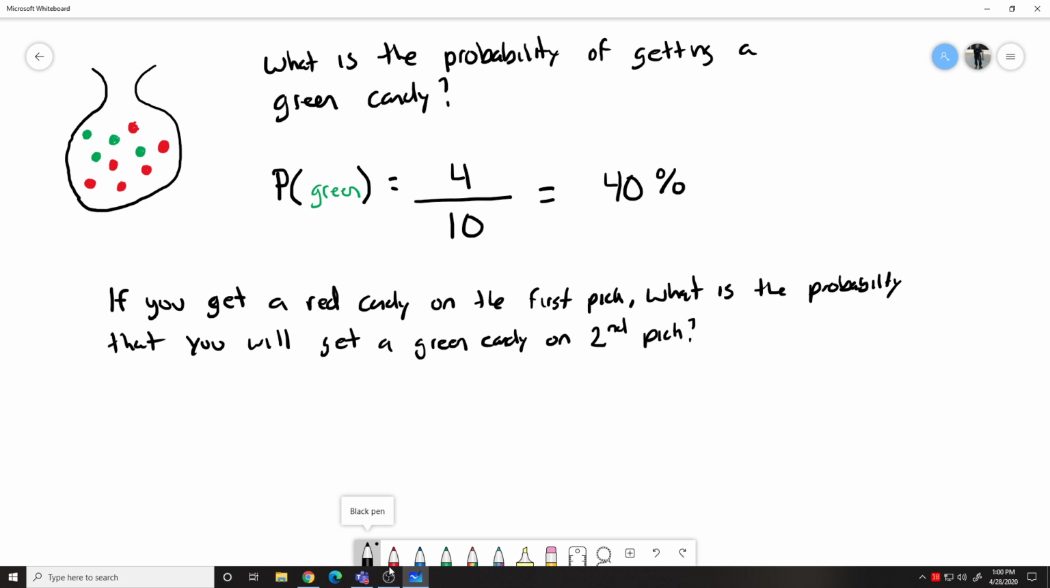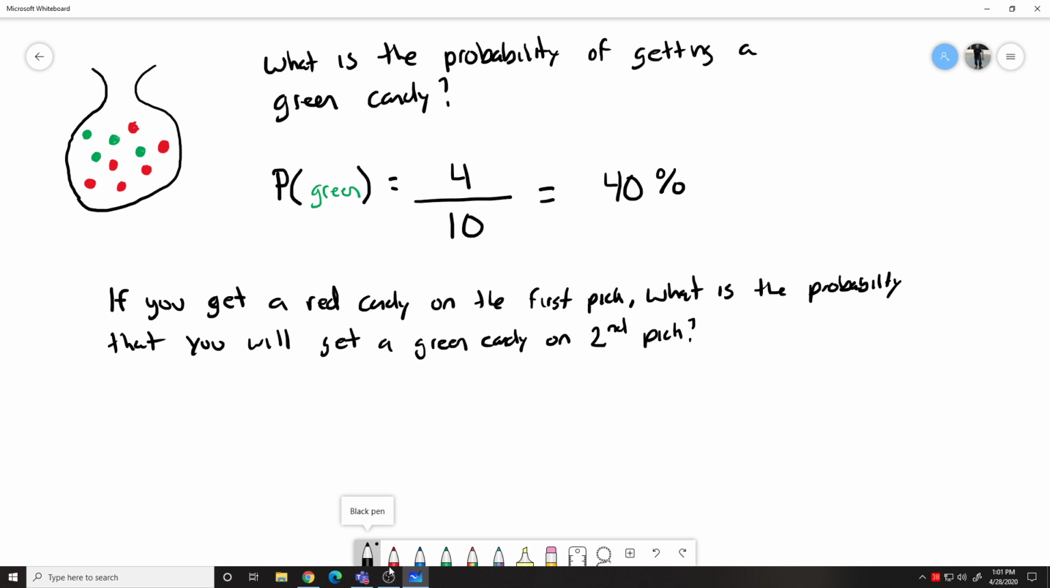Next week we'll be getting into lessons on compound events, where we'll have to take into account that maybe we got the red, maybe we got the green. We'll have to work that out, right? But for this week, we're keeping it really simple, and we're just telling you, okay, the first pick, you got a red. What's the probability that you got a green candy on the second pick?